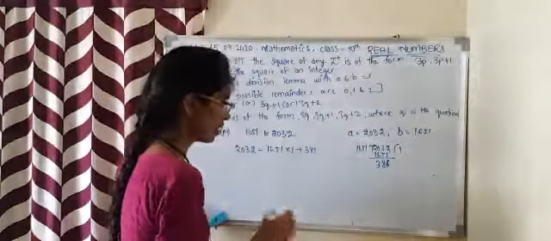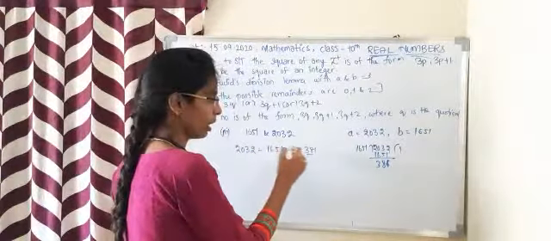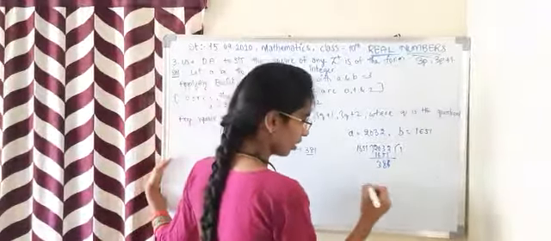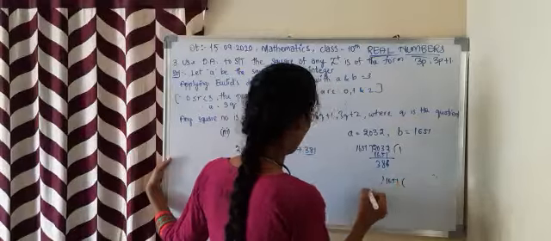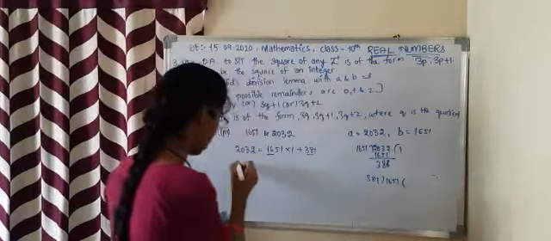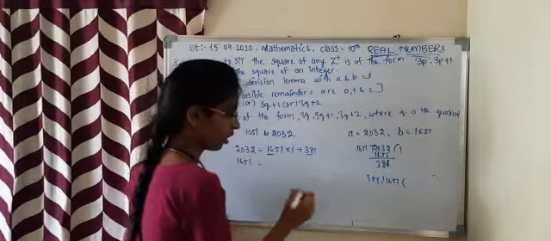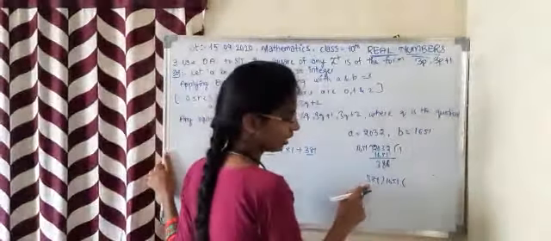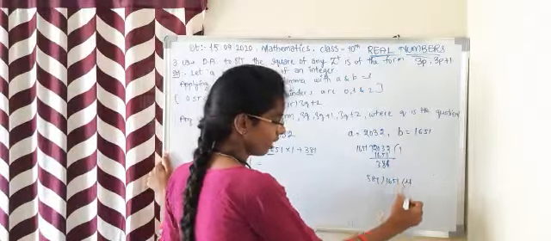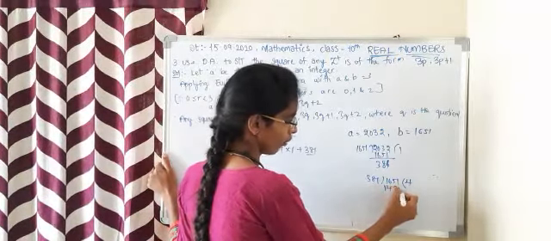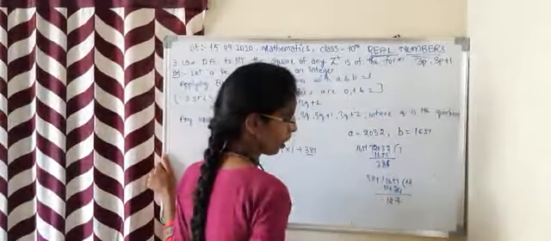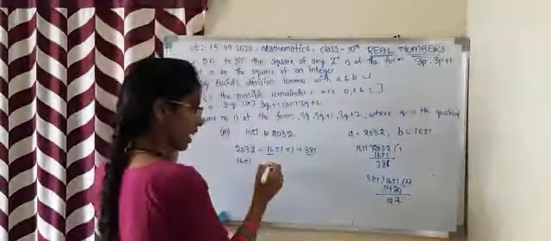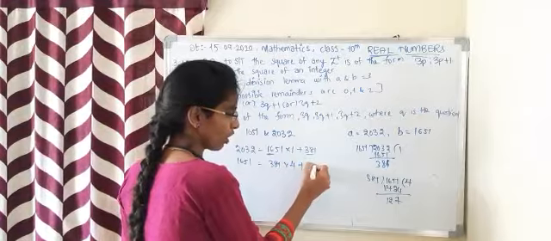Now what we have to do is consider this as B and this as A. That means 1651 divided by 381. Now 381 4s are 1524, and the remainder will be 127. Therefore we can write it as 1651 equals 381 into 4 plus 127.